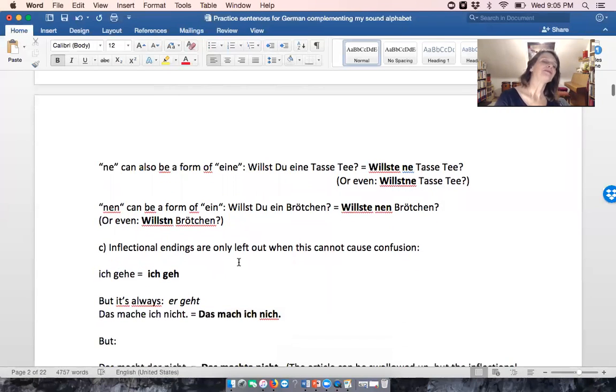Okay, now, inflectional endings can be left out when it doesn't cause confusion with other case endings, or inflectional endings, sorry. So, it is ich gehe, du gehst, er geht, wir gehen, ihr geht, sie gehen. Now, in "ich gehe," there is only one E ending. So if I leave out the E, "ich geh," you can't confuse that with anything else in that block.